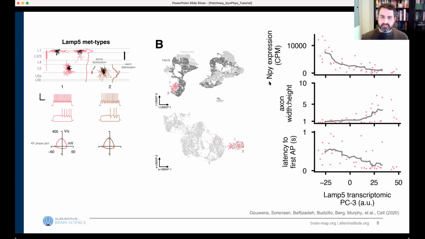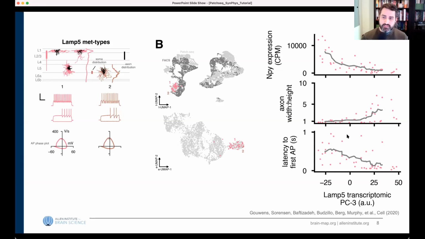So there are some cells that express a lot of NPY and other cells that express less NPY. And the cells that express a lot of NPY tend to have more of a round shape, so their width to height ratio is closer to 1. So they're more like this kind of cell. And cells that have low NPY tend to be wider than they are tall. And the ones that are more ball-like also have a delay to their first spike, and the ones that are wider tend to have less of a delay.